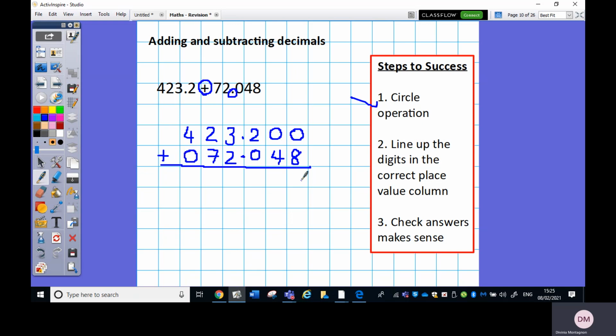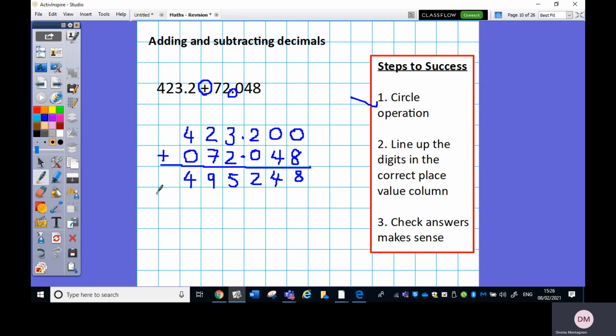Okay, 8 plus 0 equals 8. Good. 4 plus 0 equals 4. 2 plus 0 equals 2. 3 plus 2 equals 5. 7 plus 2 equals 9. 4 plus 0 equals 4.